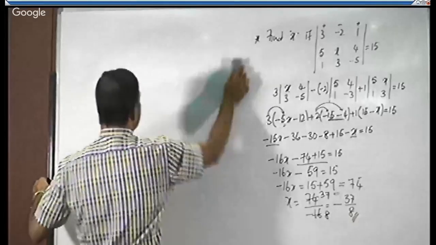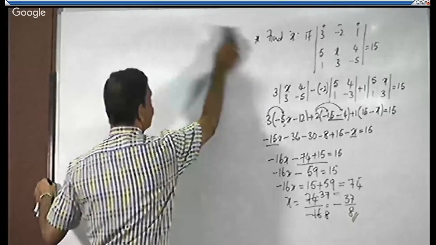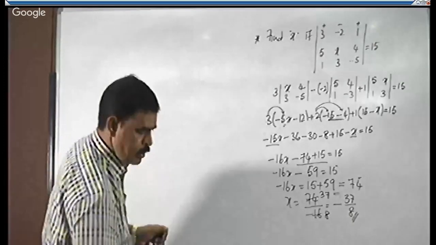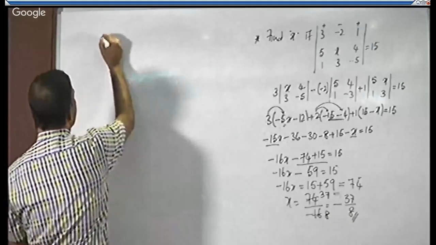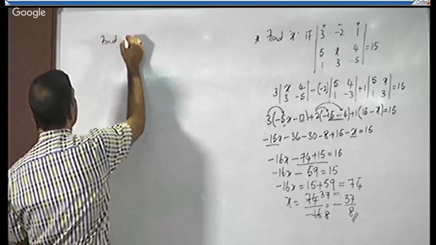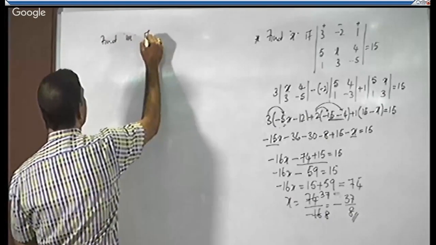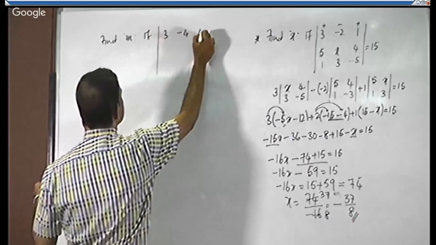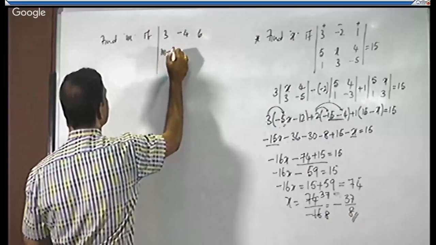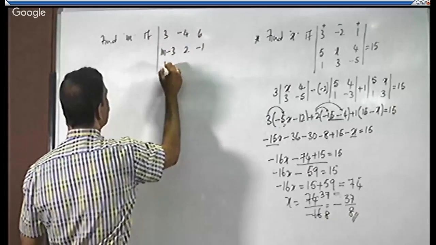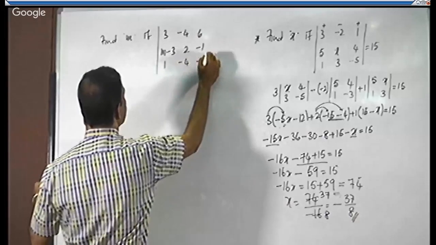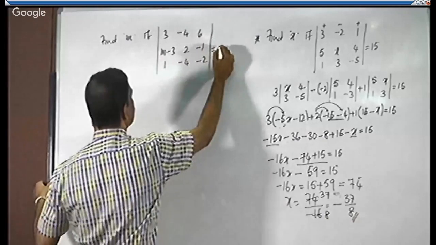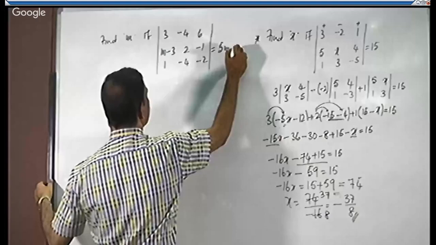I take another example, a little bit complicated. Find m if the determinant |3 -4 6; m-3 2 -1; 1 -4 -2| is equal to 5m plus 4.